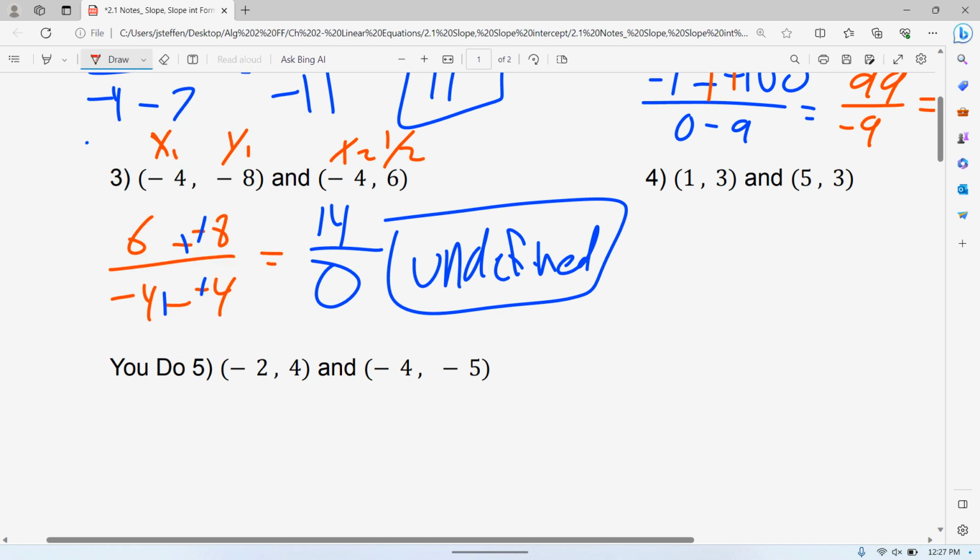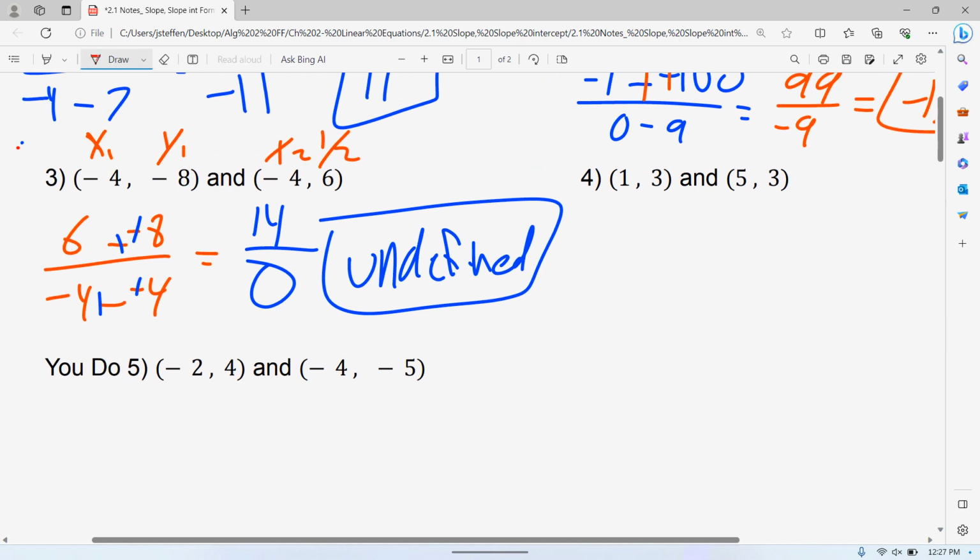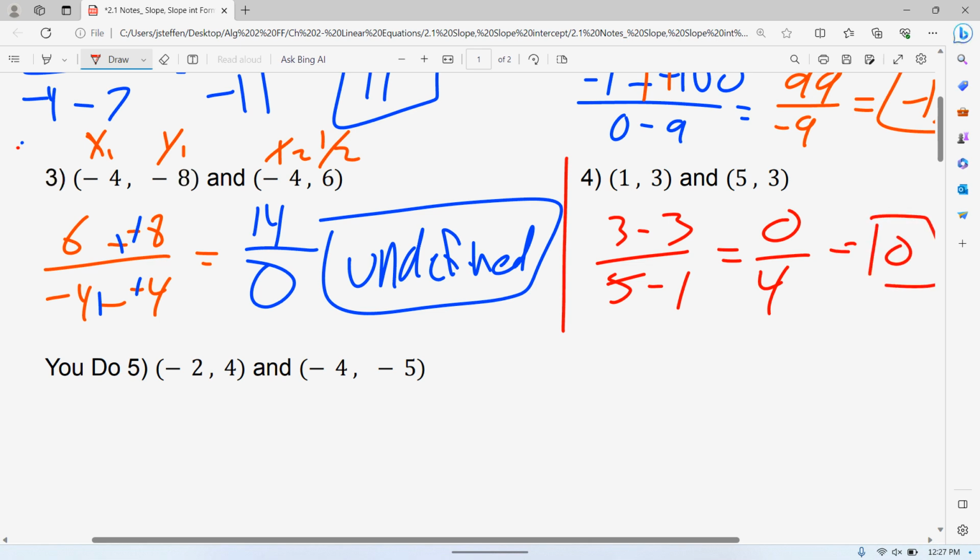But the other one, obviously, is going to end up being a little bit similar. You guys can probably guess what's going to happen. 3 minus 3 or 5 minus 1. 0. 5 minus 1 is 4. 0 over 4. This one is 0. So the slope for this is 0.